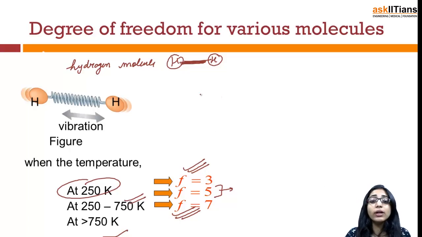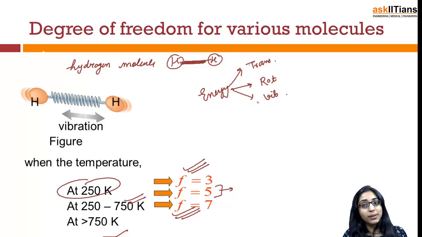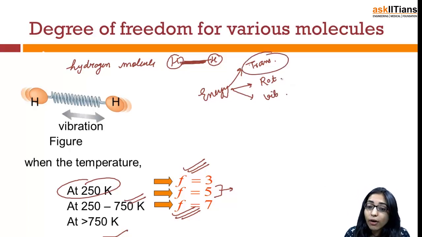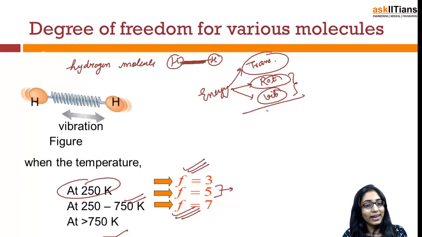And why is this so? This is because the energy of the molecule is distributed as translational kinetic energy. You can also have rotational energy, you can have vibrational energy. Now, depending upon the temperature of the system, the number of rotational and vibrational degrees of freedom do change. And once there is a change in the number of rotational and vibrational degrees of freedom, the overall number of total degrees of freedom will also change. And hence, this is the basis of this particular observation.